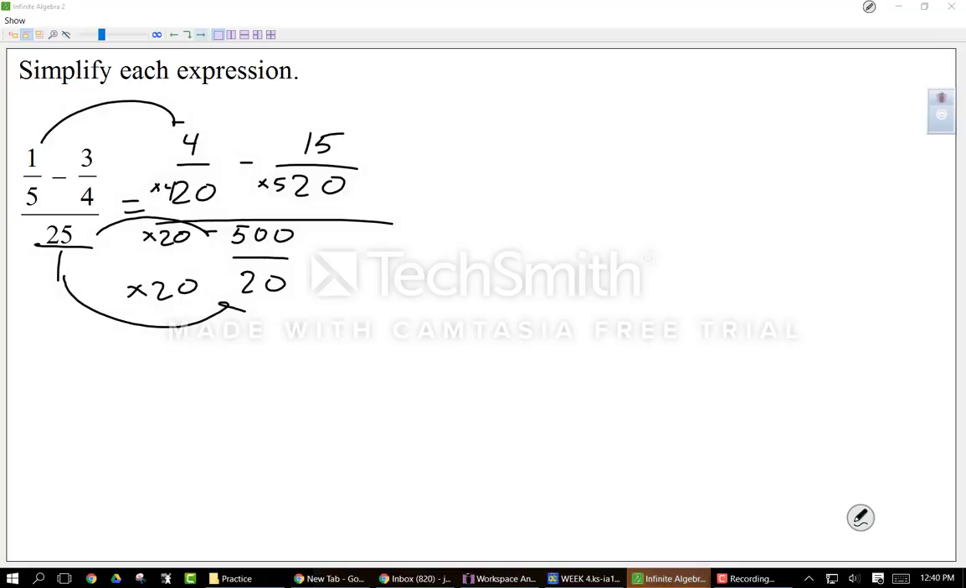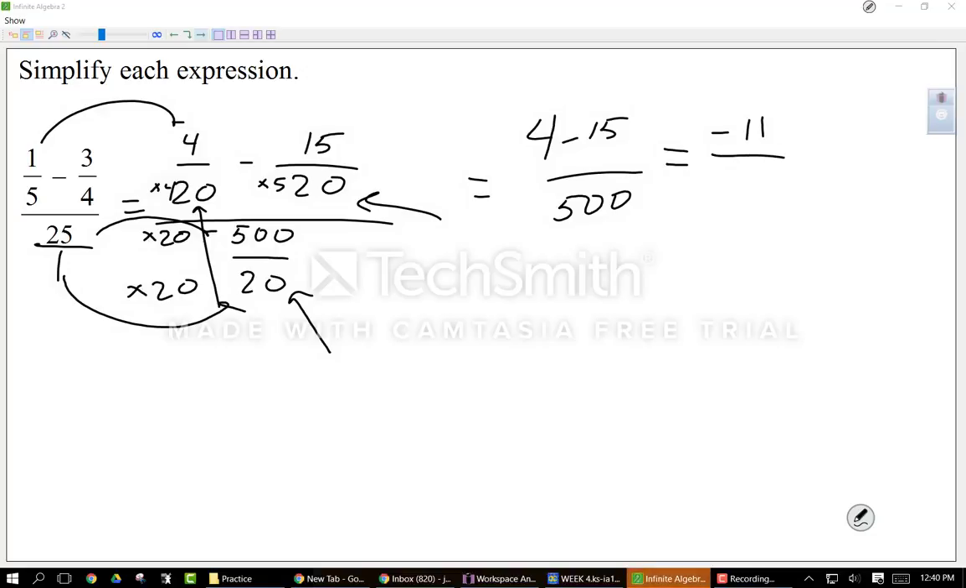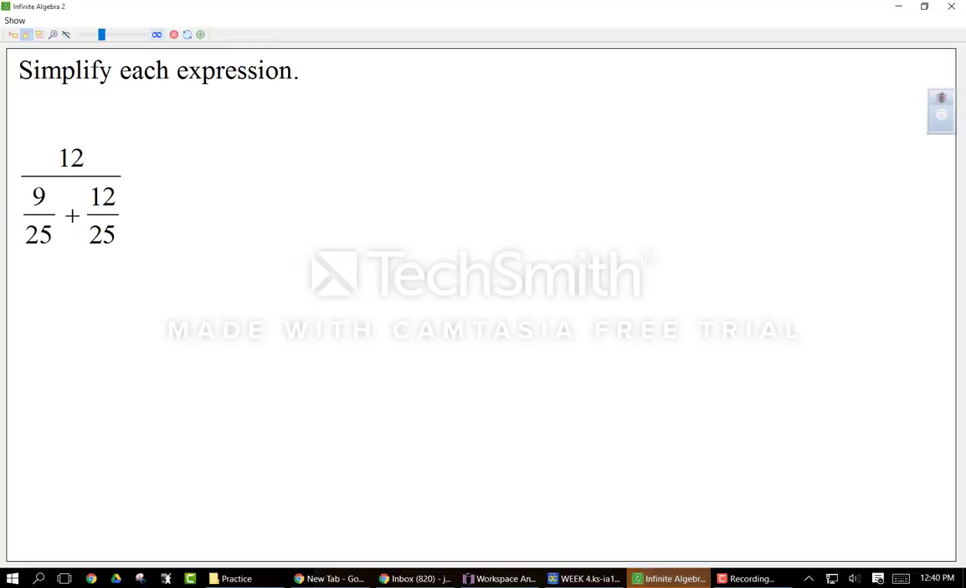Now, because my denominators are the same, 20, 20, and 20, my numerators are going to be 4 minus 15 over 500. Let's finish it up. That's negative 11 over 500. I can't reduce that at all. I am done. Go ahead and do this particular problem. Again, pause the video and then hit play once you have it done to find out if you get it right or wrong.